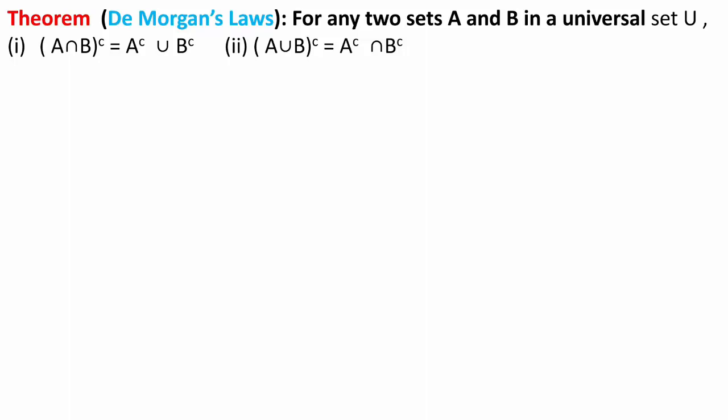De Morgan's laws. For any two sets A and B in the universal set U, the complement of (A intersection B) is equal to A complement union B complement, and the complement of (A union B) is equal to A complement intersection B complement. We shall prove this. We shall prove the first identity. To prove the first identity, the complement of (A intersection B) is equal to A complement union B complement, we shall take x belongs to the complement of (A intersection B).